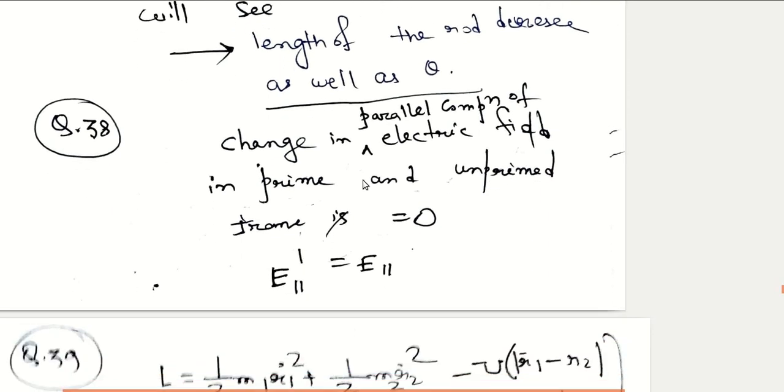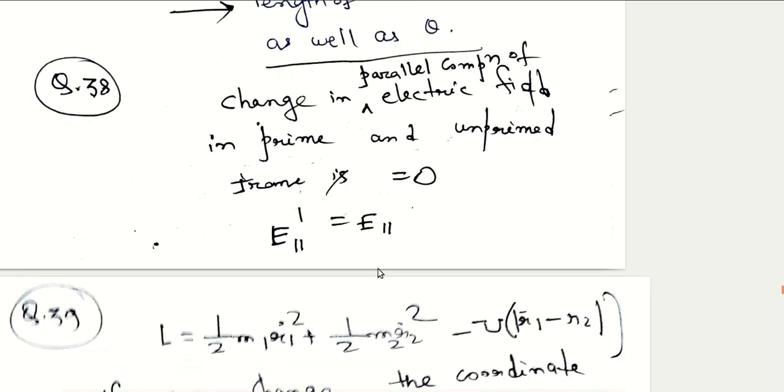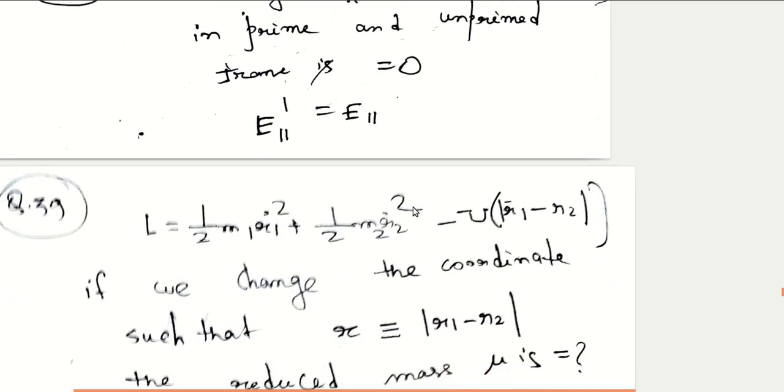Again, the next question was: the change in the parallel component of the electric field in the prime and unprime frame is 0, because you know that in the prime and unprime frame the parallel component of the electric field is always the same, where the prime means the frame moving with the velocity v.